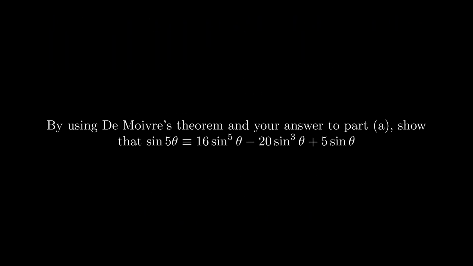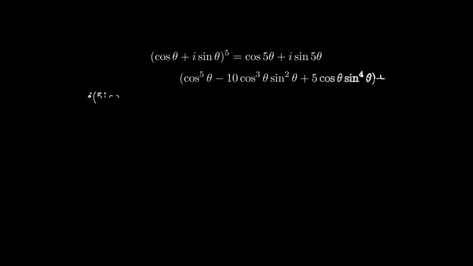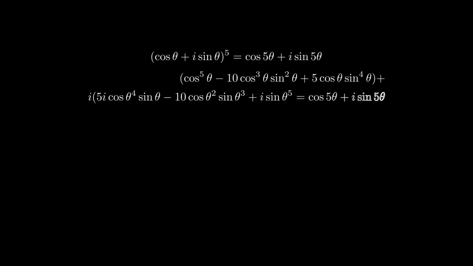To answer this question is quite straightforward. We need to use De Moivre's theorem to show that the cosine of theta plus i times the sine of theta to the power of 5 is equal to cosine 5 theta plus i sine 5 theta. Now we've already used the binomial expansion in part A to solve it out a different way. So we have that our answer to part A is equal to this cosine 5 theta plus i sine 5 theta. Now we're looking specifically for the sine part of this equation.